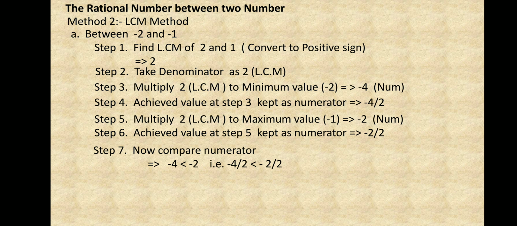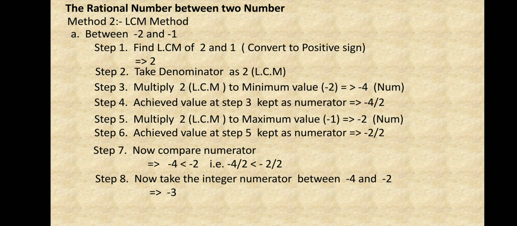So now compare the numerators. What is greater, -4 or -2? It is surely -2. Am I right? So now what's your answer? That -4 by 2 is smaller than -2 by 2. And now at step 8, take the integer numerator between -4 and -2. So what is the number between -4 and -2? It is -3. So now what's your answer? Thus the rational number between -4 by 2 and -2 by 2 is -3 by 2. I hope it will be easy for you to understand this. Let's move on.